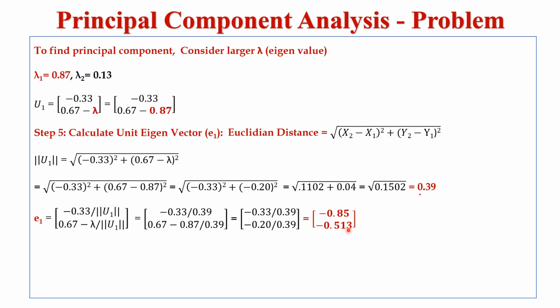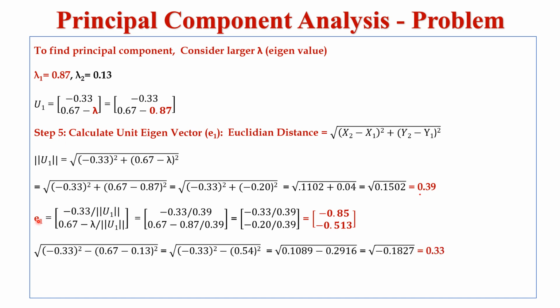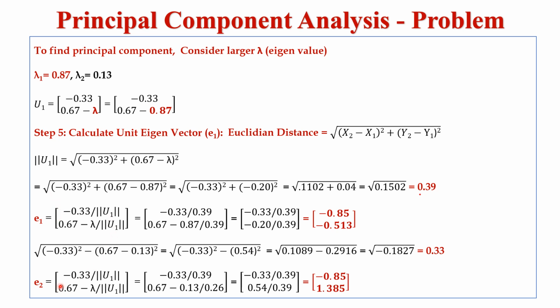So we have calculated the unit eigenvector using the largest eigenvalue lambda 1. We can calculate the unit eigenvector E2 with the help of the smallest eigenvalue lambda 2 also. After substituting the values as we have done earlier, we get the value for E2 as minus 0.85 and 1.385. We are not going to use this value, but still we have calculated it. The value of E1 is what we are going to use in the further calculations.